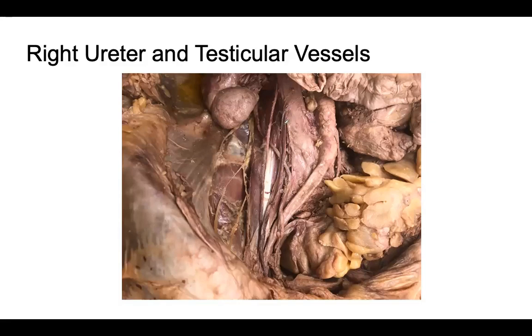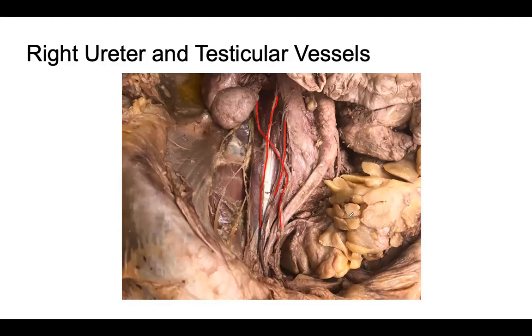Again, looking at that testicular vein coming from the inferior vena cava, going down toward the testes, you can see that here, versus testicular artery coming from the aorta, you can see that running down here, versus the ureter, which is running towards the hilum of the kidney.